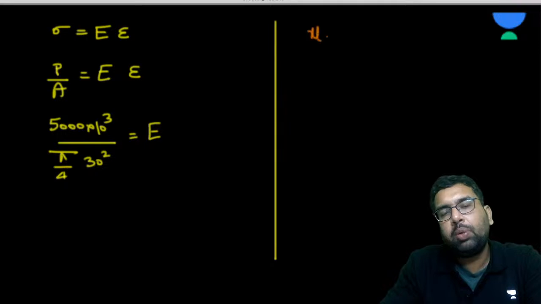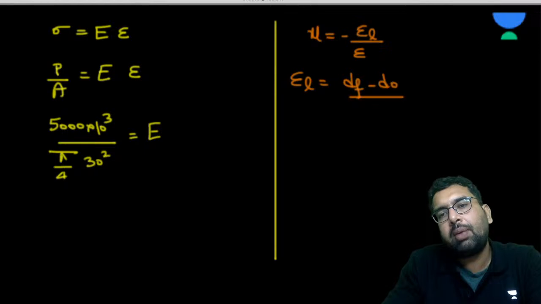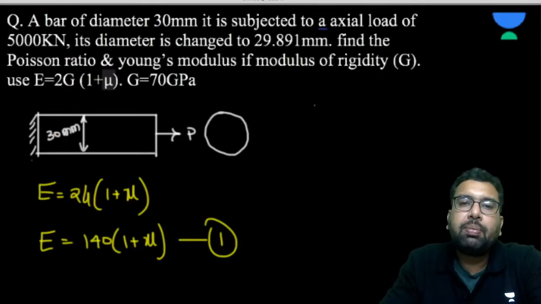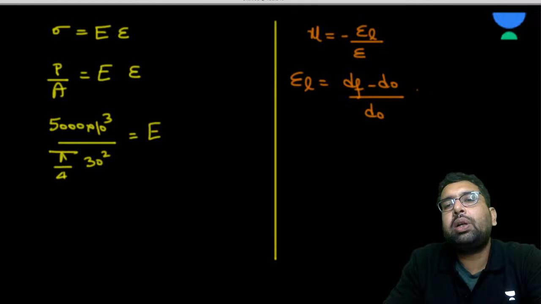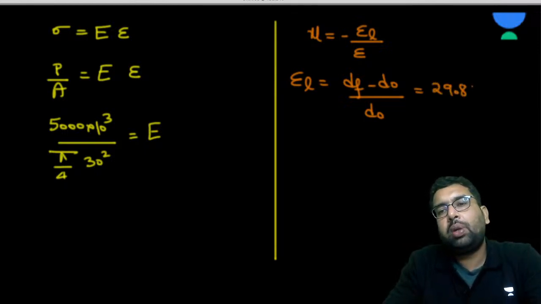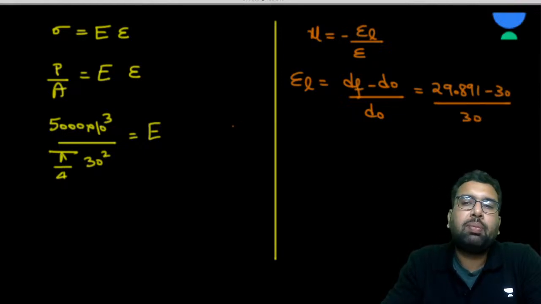We know that mu is equal to minus of lateral by longitudinal strain. Right. But do we have the lateral strain? Yes, sir. It is final diameter minus original diameter upon original diameter, the change in diameter. Now, the final diameter is given, 29.891. So 29.891 minus 30 upon 30.